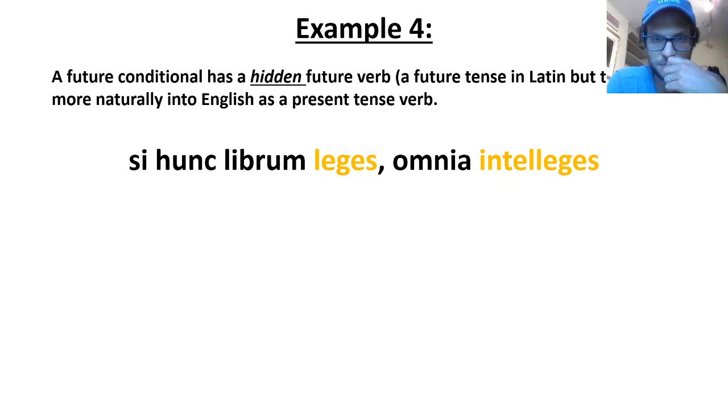Example 4. This is probably the most tricky to get our heads around. A future conditional has a hidden future verb. So a future tense in Latin, but translated more naturally into English as a present tense verb. We can see here, both verbs highlighted in yellow are future tense. There is a literal translation and there's a better translation. I want the better translation, please. You've got 20 seconds.